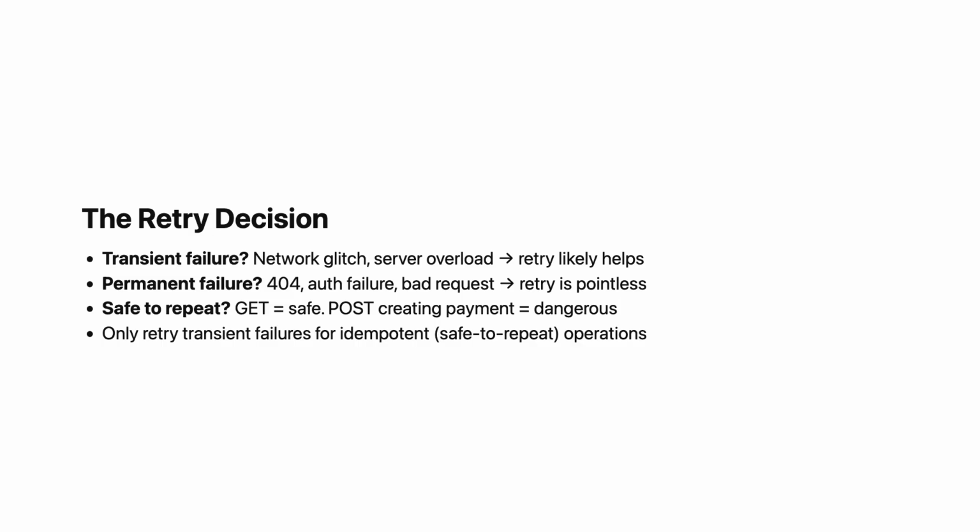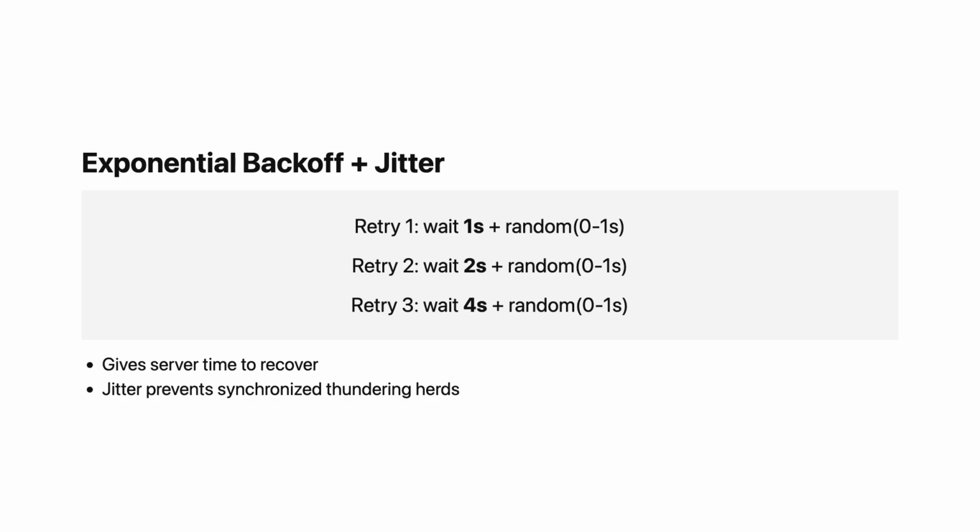But pure exponential backoff has a problem. If 1,000 clients all start backing off at the same time, they all retry at the same synchronized moments, 1 second, 2 seconds, 4 seconds, creating periodic spikes of traffic. The fix is jitter. Add a random component to each delay. Instead of retrying after exactly 2 seconds, retry after 2 seconds plus a random amount between 0 and 1 second. This spreads the retries over time and prevents synchronized thundering herds.